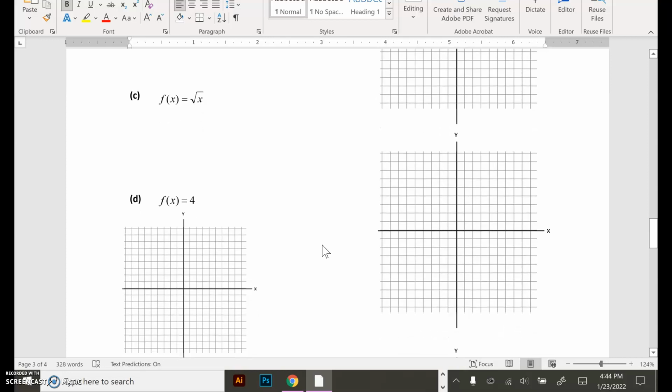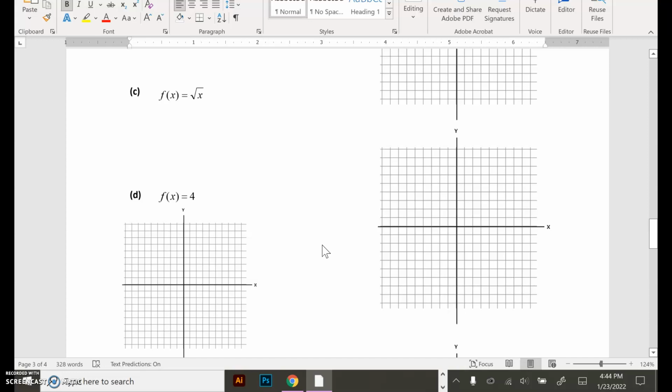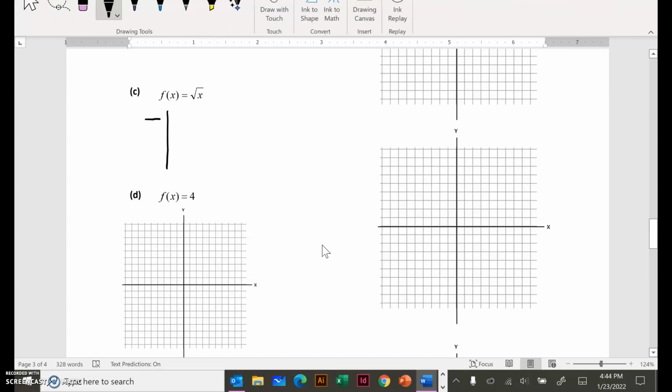So again, we're going to do a t-table. We're going to pick out some x values that we think will be best to put in this particular function, and then we're going to figure out what our f of x is once we plug in x. For example, what numbers would be okay to plug in the square root of x?